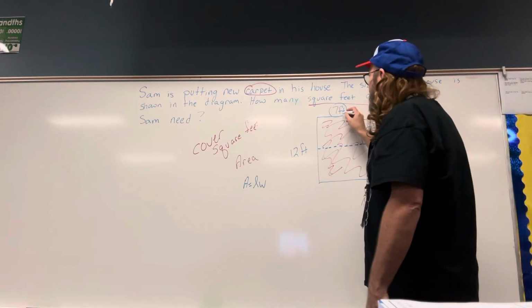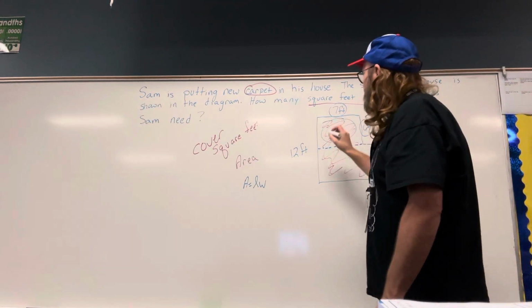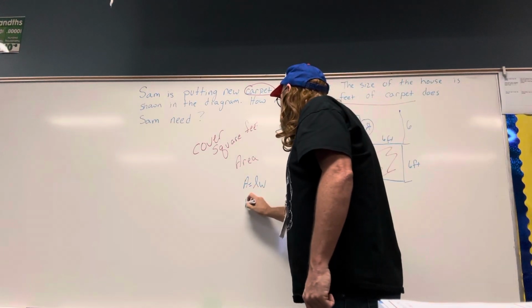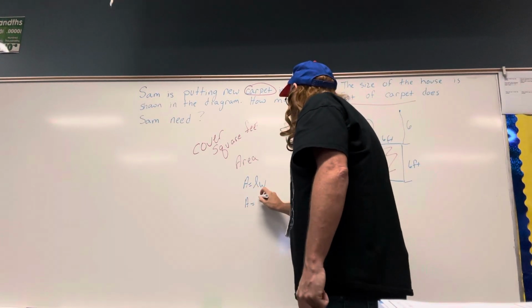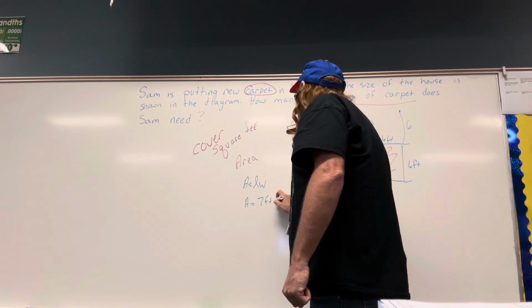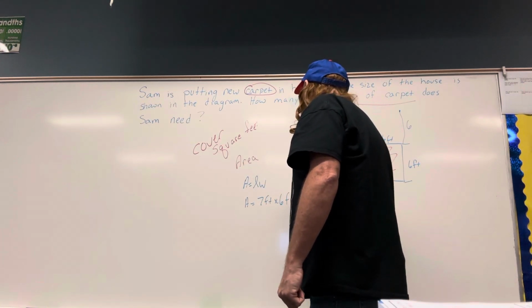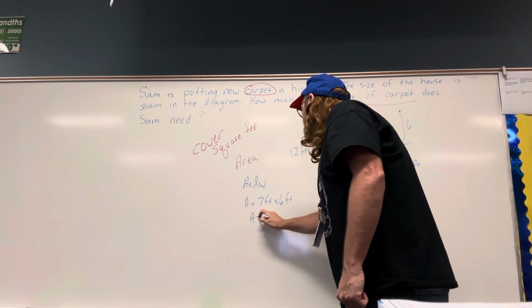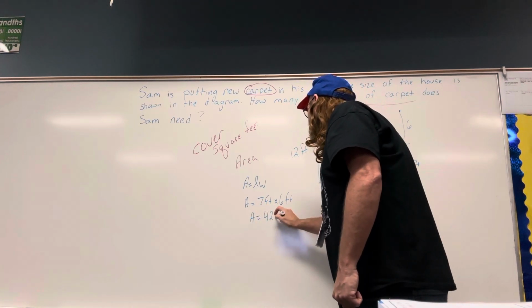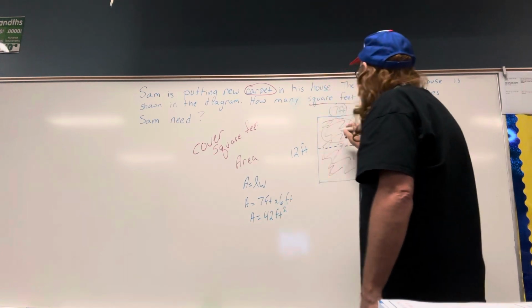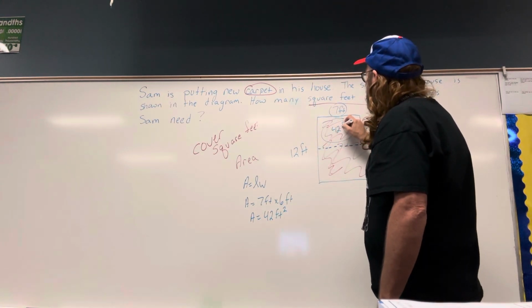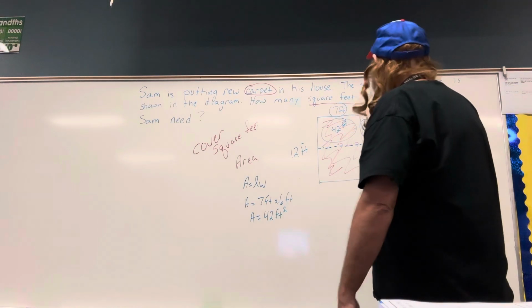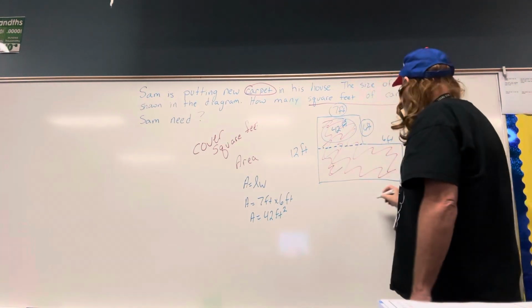So this part right here, the area of this room right here, the area would be 7 feet times 6 feet. And so that area of that smaller room would be 42 square feet. So the area of this one is 42 square feet. Now, I need to find the area of the bigger room.